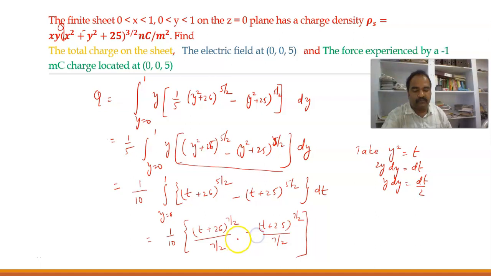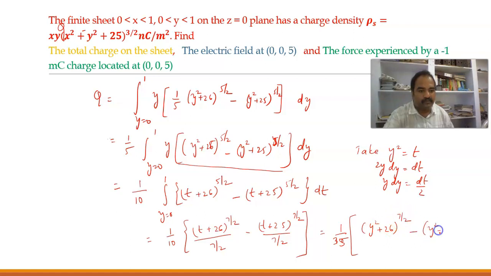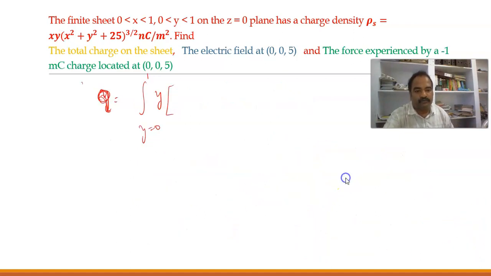Right. So what is t? t is actually y square, so I will replace it. I'll take 7 by 2 common and multiply it here. What I'll get is 35, so 1 by 35, times y square plus 26 whole to the power of 7 by 2 minus y square plus 25 whole to the power of 7 by 2, where y varies from 0 to 1. So this is the value of q now. Now compute this one.